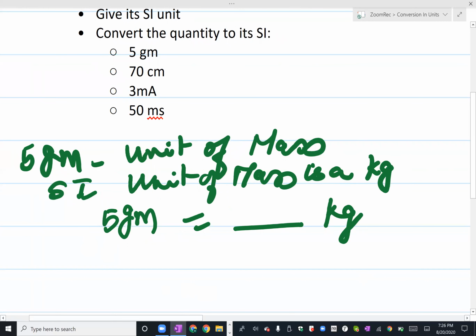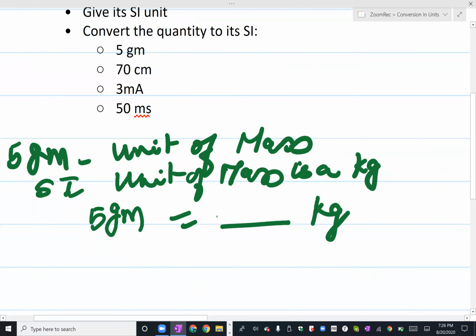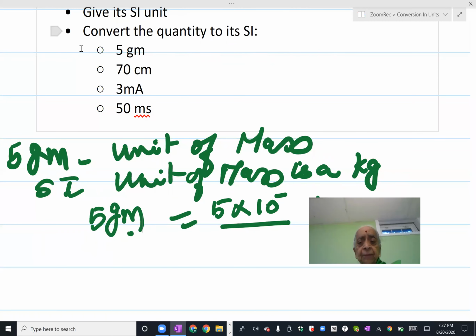So it will be a fractional part of some kilogram. For that, you have to divide it by a suitable power of 10, or in other words, you have to multiply by 10 to the power of minus, because gram is a smaller unit, kilogram is a bigger unit. Now see how I am going to count. Listen here, let's look at my picture.